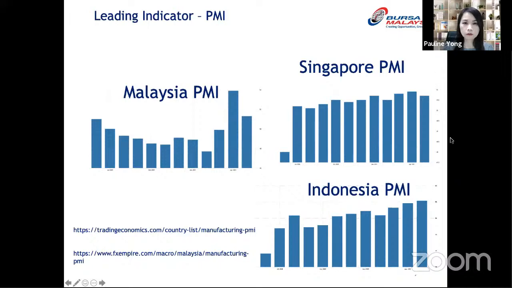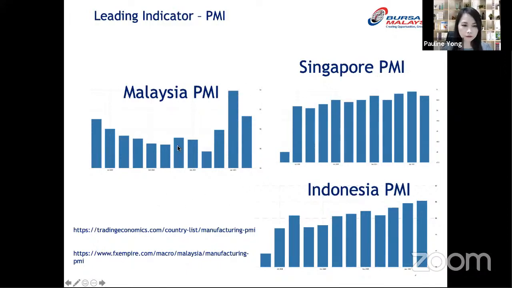And next week, we're going to announce the PMI. It should be above 50 as well, because we are looking at the April and May figures. The Singapore PMI is above 50, and the Indonesia PMI is also above 50. So up till April and May, all these PMI figures are improving. That means we probably are getting out from the lowest point here, and we should be looking at economic recovery.